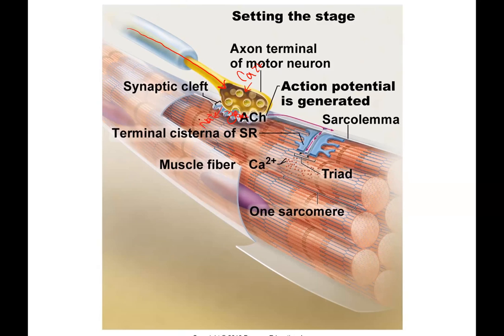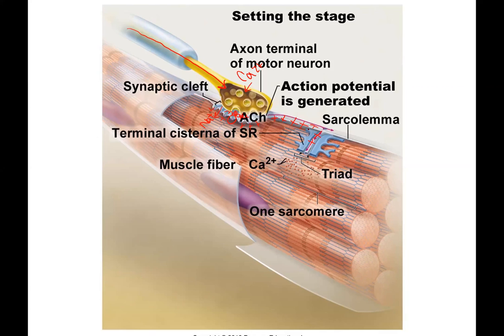We call that depolarization. That's going to make the inside more positive. Initially, we call that depolarization. That happens only at the motor end plate. If it depolarizes enough to hit threshold, which is -50 to 55, we get an action potential, which is going to spread. And they show you this purple line right here. It's going to spread down the sarcolemma and down the T-tubules.